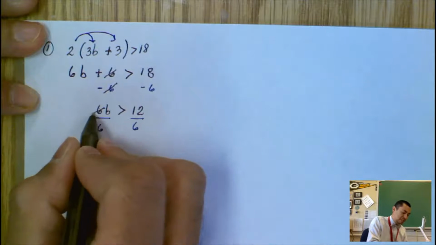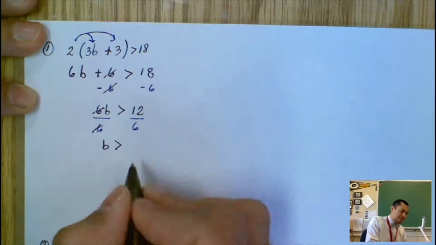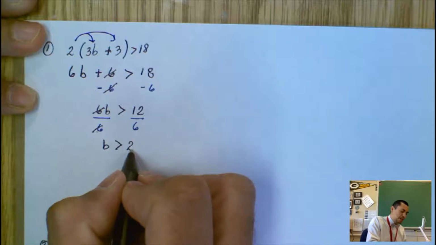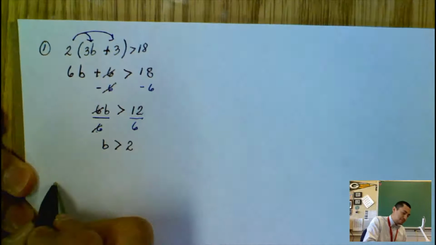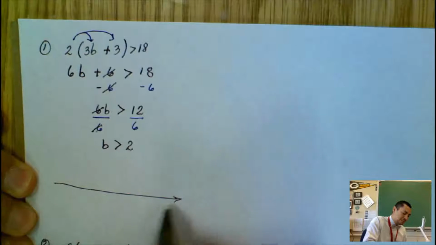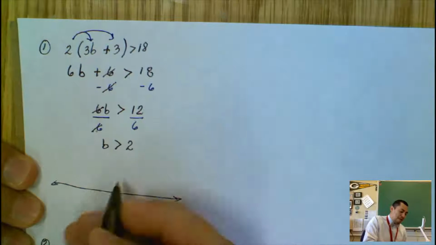So 6 divided by 6 is 1. We divide out. Greater than 12 divided by 6 is equal to 2. So I have b is greater than 2. Now we need to graph. Remember, graph, as I mentioned in class, we have a number line.